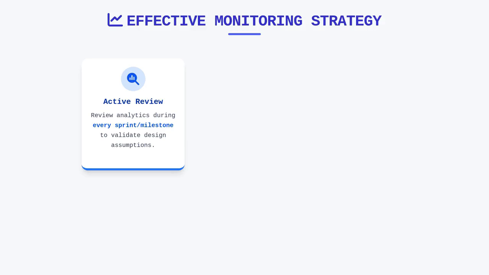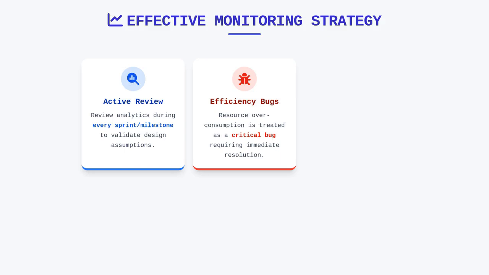Effective monitoring is not a passive activity, but an integral part of the development lifecycle. We should review these analytics during each sprint or milestone to ensure that the real-world performance matches our design assumptions. If an automation consumes more resources than planned, we treat it as an efficiency bug that requires resolution. This continuous feedback loop ensures that our systems remain responsive and cost-effective as the volume of work grows.